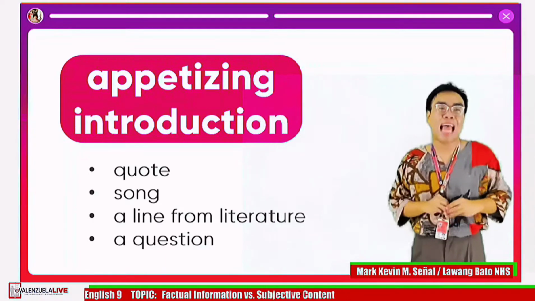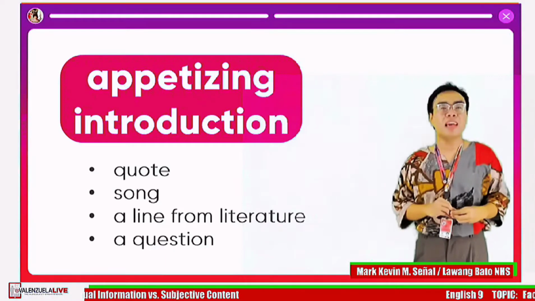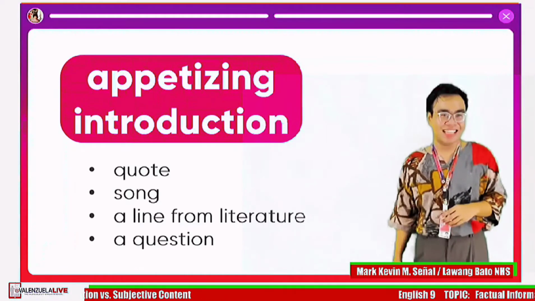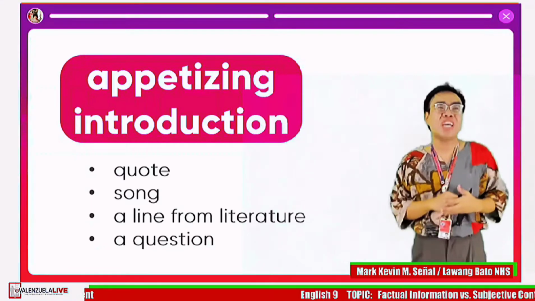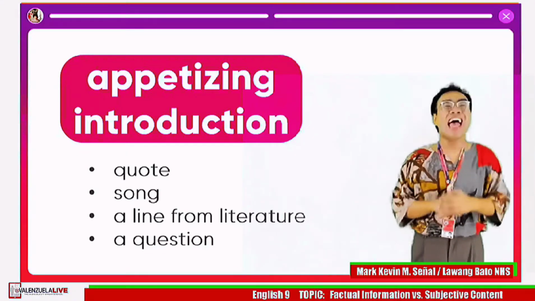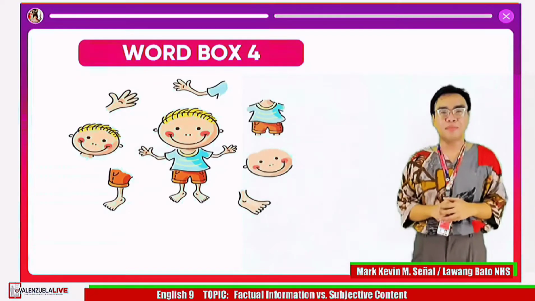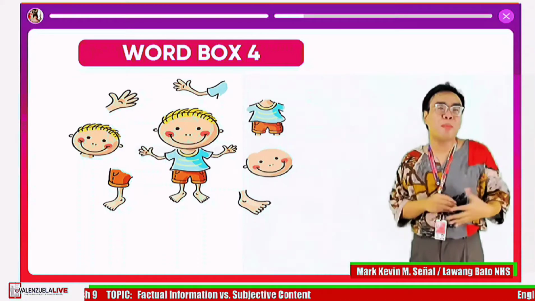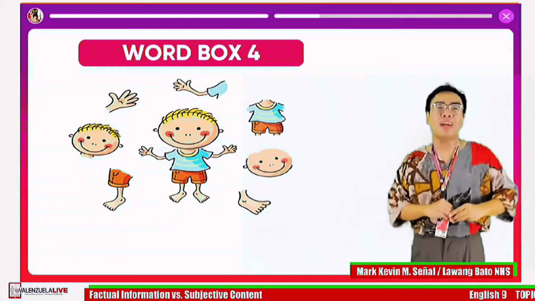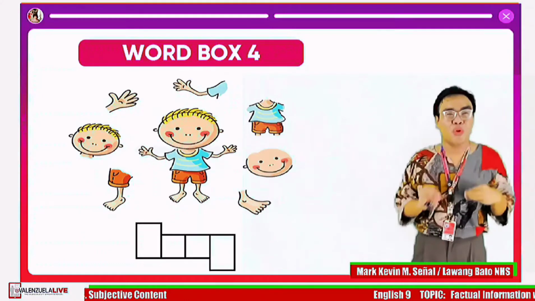book with the same title, when he asked, "To be or not to be? That is the question." So these are some of the strategies you may use in making your introduction appetizing. Now, next part of the speech is our word box number 4. The picture shows a boy and some of his parts. Now, our letter boxes. Since we only have 4 letters, no more clues.